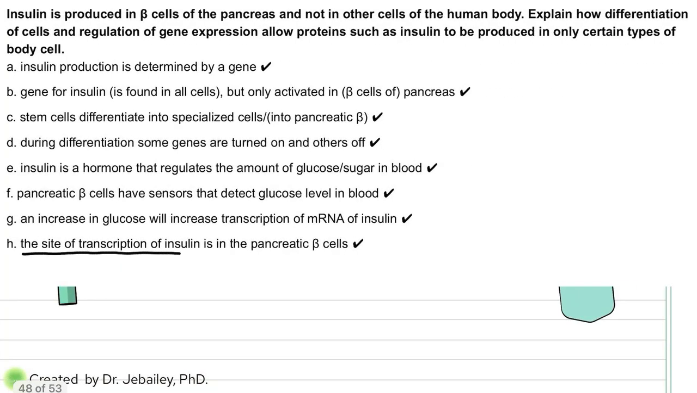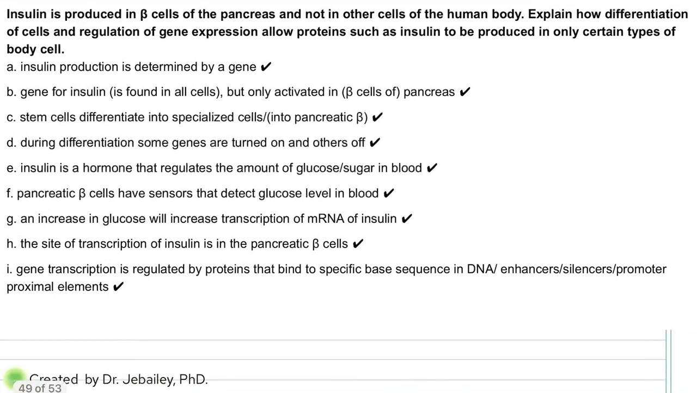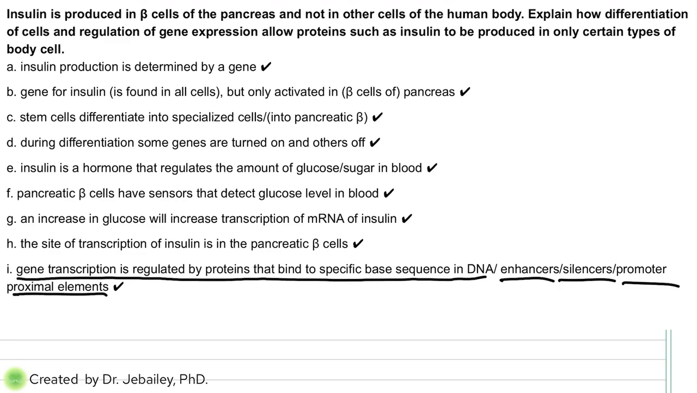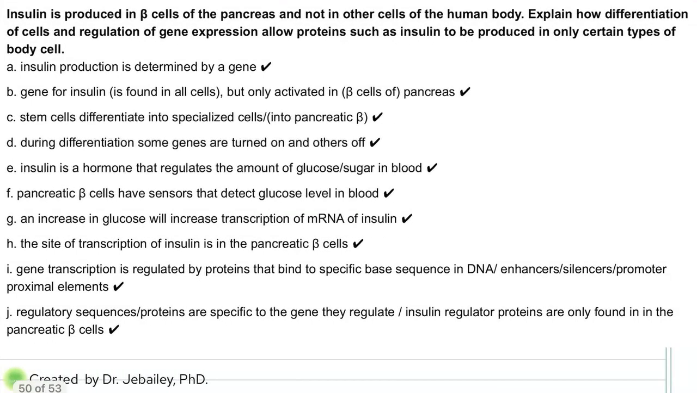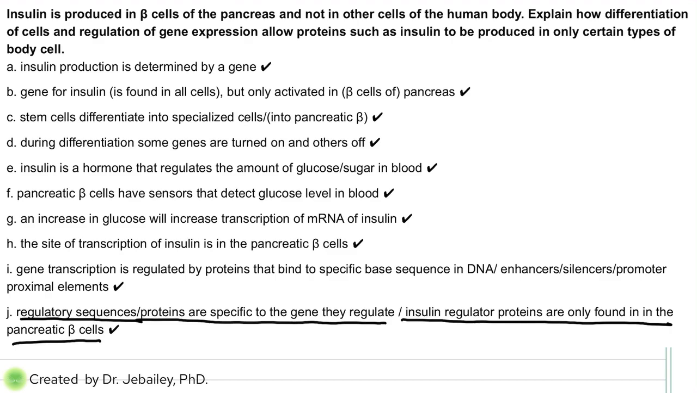Then the site of transcription of insulin is in the pancreatic B cells, obviously because we know the B cells is where you produce the insulin. Now, gene transcription is regulated by proteins that bind to specific bases in DNA, such as enhancers, silencers, promoters, and proximal elements. So this is just additional information saying that if you want to start the transcription of a gene, you need to have the promoter, you have to have the enhancers, or the silencers, or even transcription factors. Regulatory sequence proteins are specific to the gene they regulate. Insulin-regulating proteins are only found in the pancreatic B cells. Makes sense here. The regulatory proteins are the ones who say, yeah, go ahead, make more mRNAs for insulin or not.